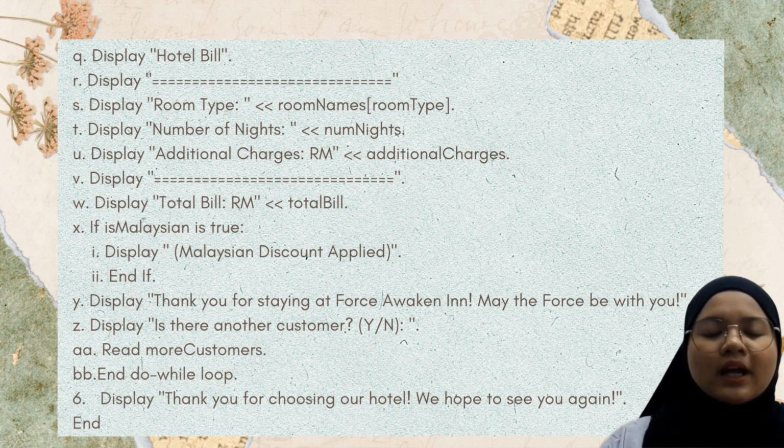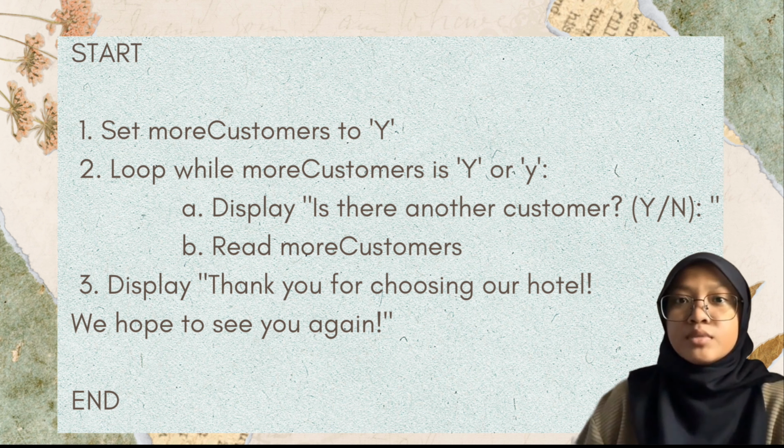Next, pseudocode for looping. This code allows a hotel to gather information about customers. It asks if there is another customer at the beginning. If the answer is yes, it continues to ask for more customers. When the answer is no, it thanks the user and ends.